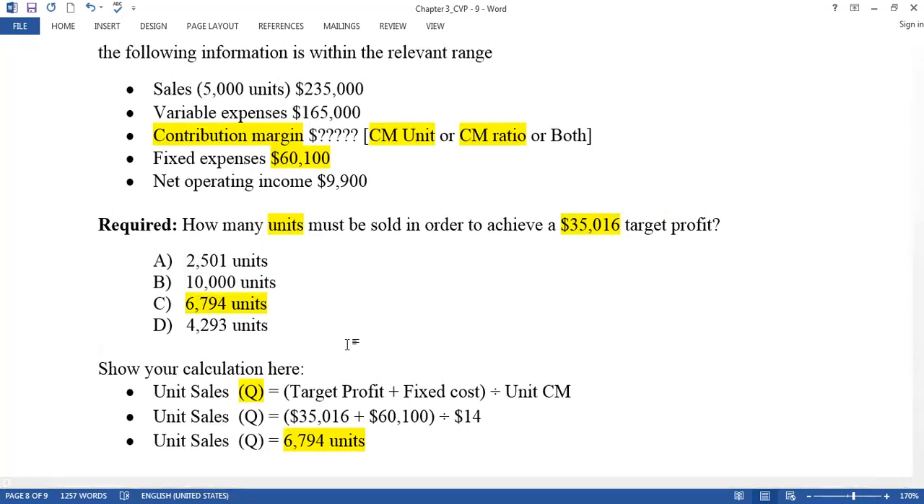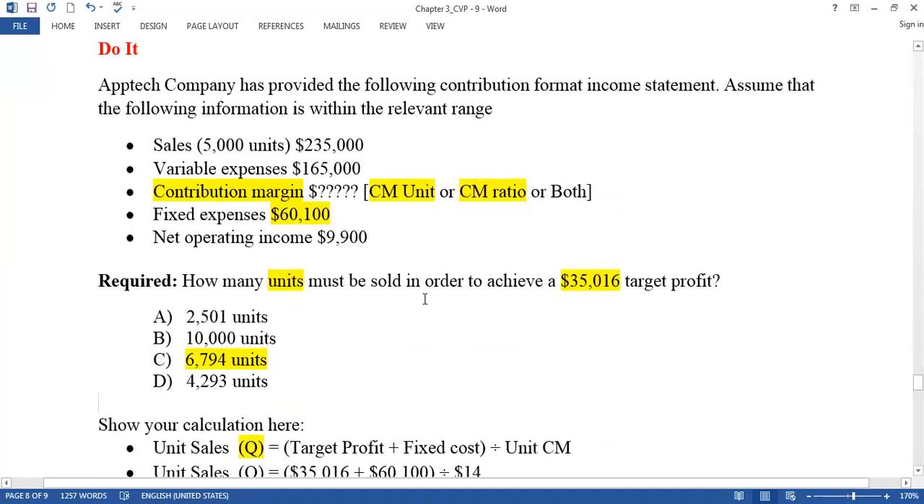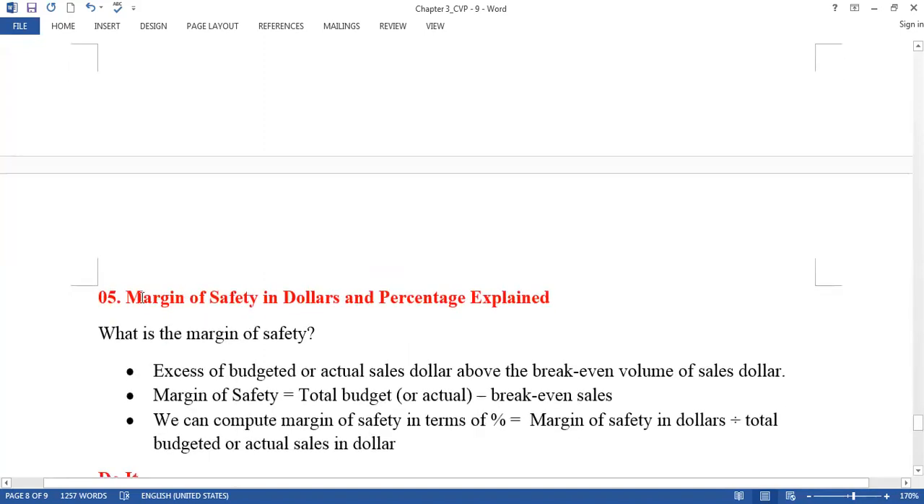Clear? So this is about how to calculate the targeted quantity of sales and targeted sales amount if we have any target profit. Now the last topic is called margin of safety.